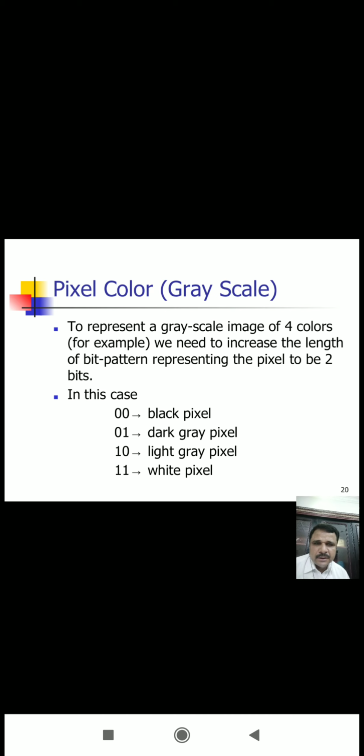As you can see, black can be represented by 0 0. Dark gray can be represented by 0 1. Light gray can be represented by 1 0, and white can be represented by 1 1. So this is how grayscale images can be represented, by a combination of only 2 bits, by changing the values in 2 bits.